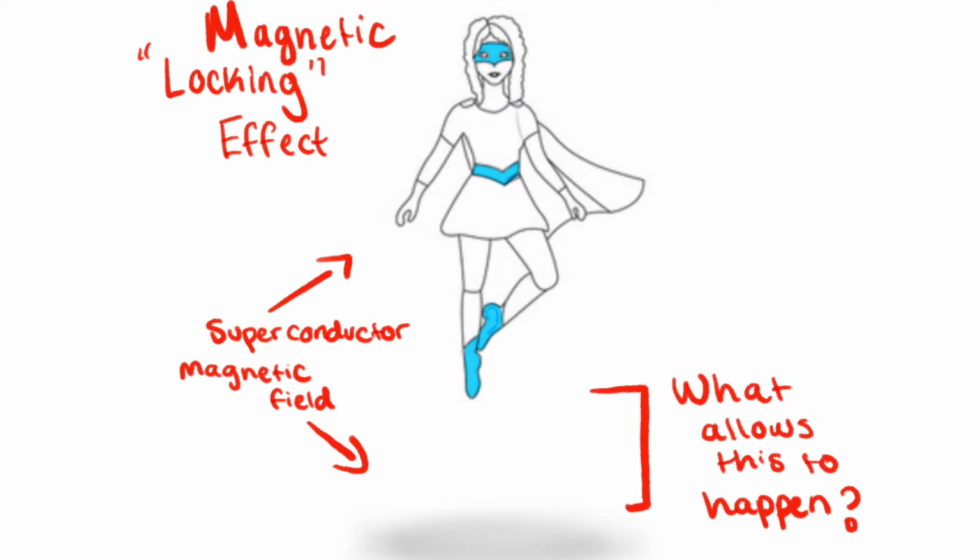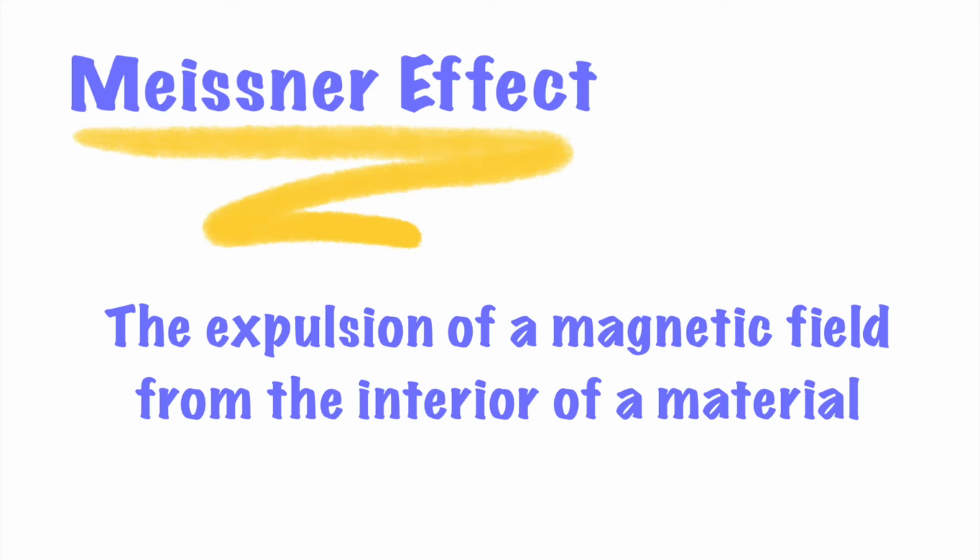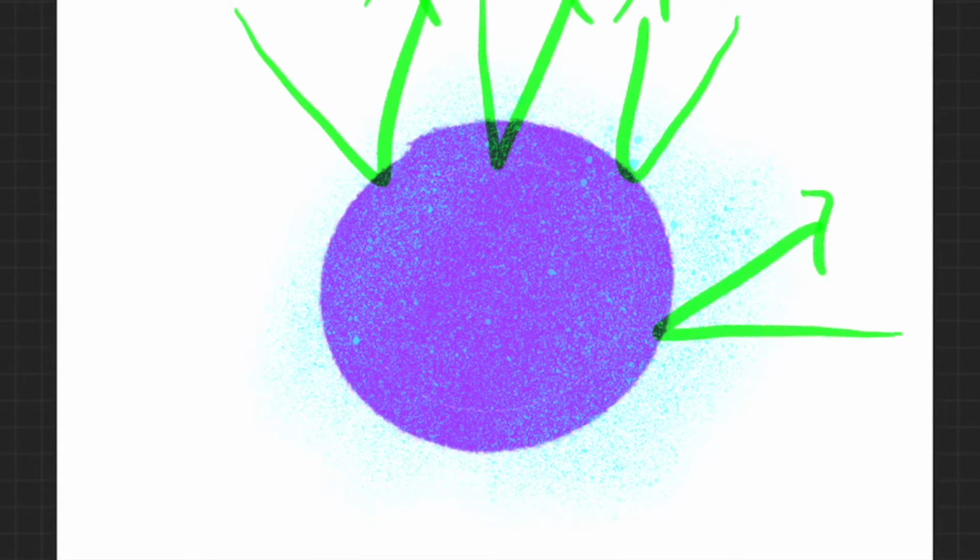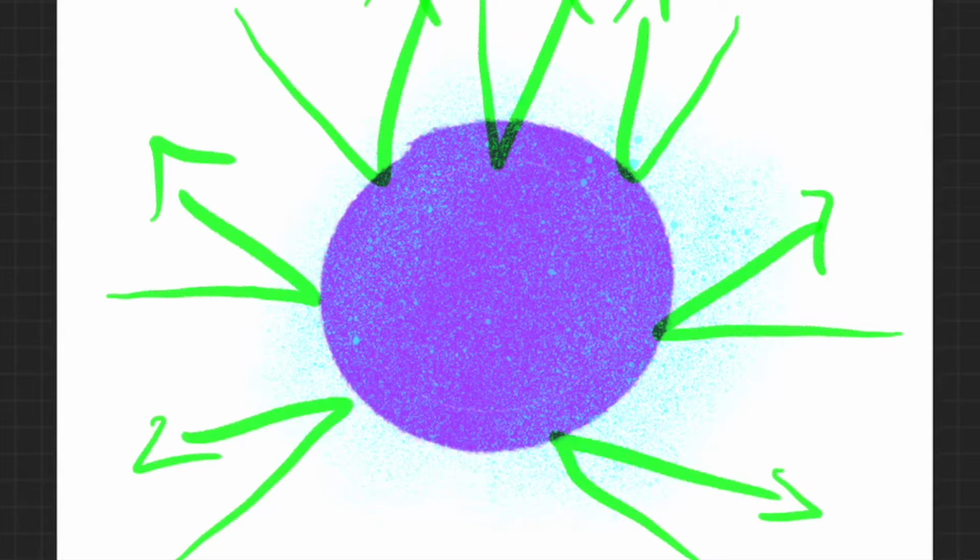But what allows this to happen? The Meissner effect, the expulsion of magnetic field from the interior of a material. Meaning when a material is in the process of transitioning to a superconductor, it starts to lose its resistance to all electromagnetic currents, which allows the material, when exposed to a field, to prevent most magnetic fields from entering. So the magnetic field ends up going around the material and creating a pocket in the magnetic field.